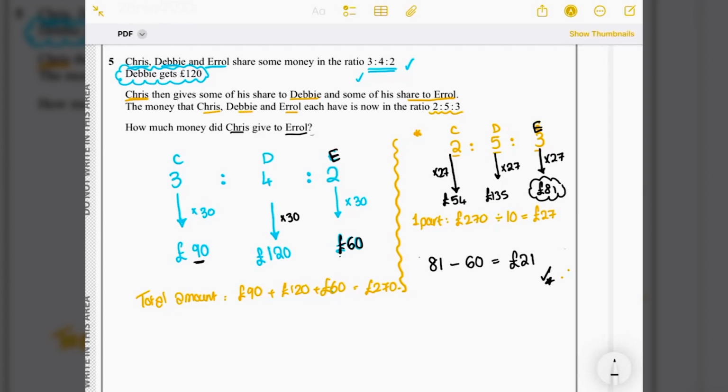Now this question is really lovely because it shows you both kinds of ratio questions. The times where they tell you to share that amount, and the times where they tell you they've shared it and this is the final amount. Okay, so be very careful with those kinds of questions.